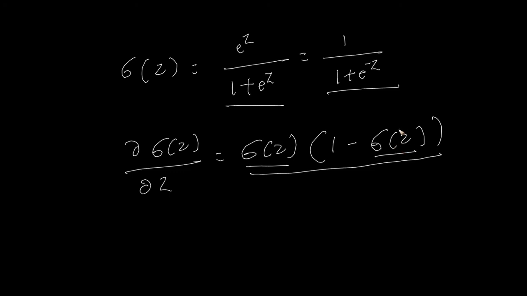So what is the advantage of this? In a neural network, in forward propagation, in every neuron where we have a sigmoid activation function, we are already computing the sigmoid of z.